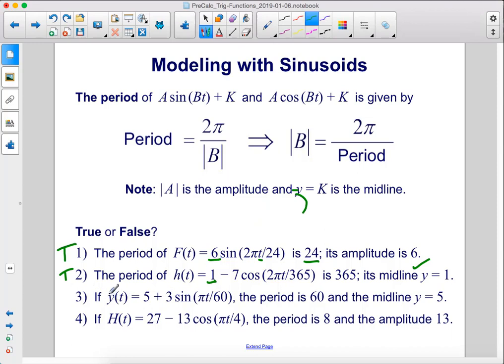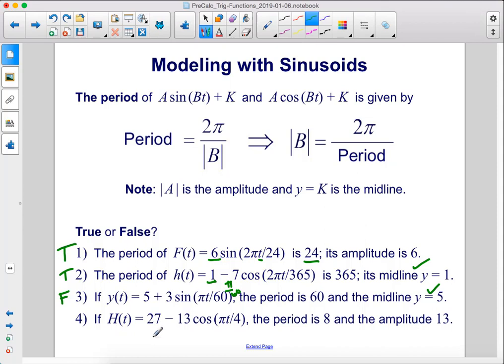If y of t equals 5 plus 3 sine pi t over 60, the period is 60 and the midline is y equals 5. The midline is y equals 5, because that's our k value. Now here we have 2 pi divided by b, and b is pi over 60. So 2 pi times 60 over pi, I flip the fraction, the pi's cancel, and the period is 120, not 60. So 3 is false.